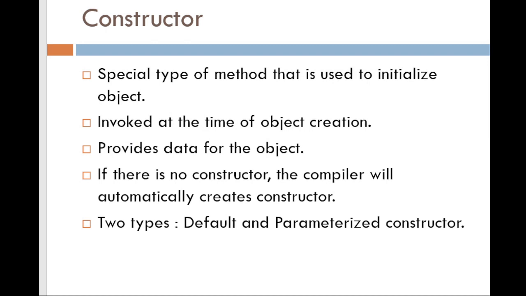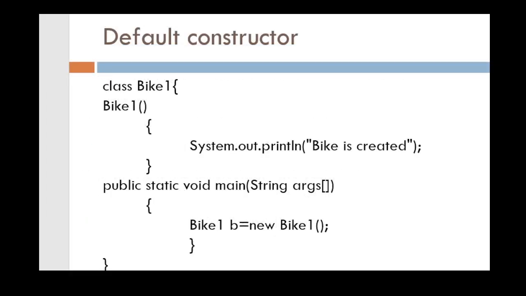Next, what do you mean by constructor? Constructor is used when you initialize the object. So it is always invoked at the time of object creation. There are two types of constructor. First is default. Second is parameterized.